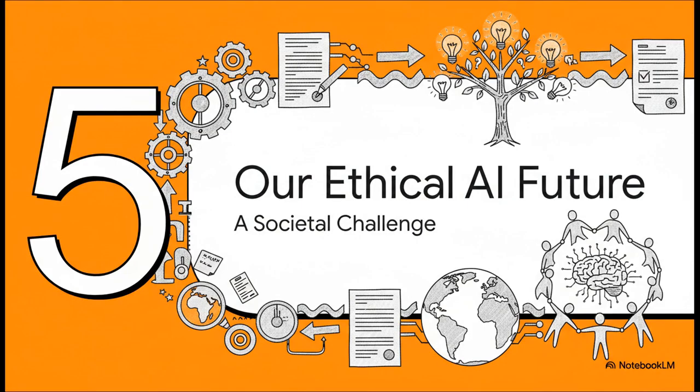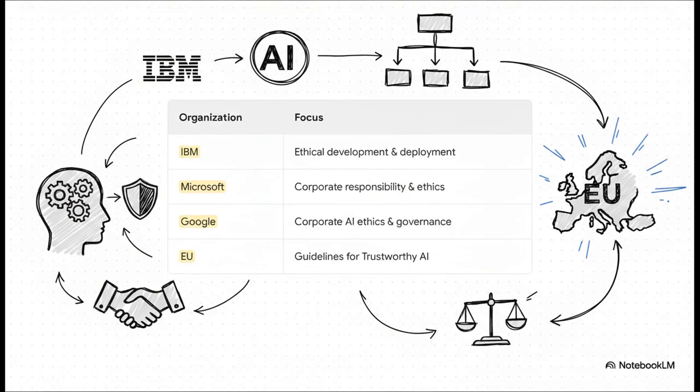But here's the thing. Building ethical AI? That's not just a job for the coders and the tech gurus. This is a challenge for all of us. It involves new policies, new rules, and all of us thinking hard about the kind of future we really want. And we are seeing the big players start to move on this. You've got tech giants like IBM, Microsoft, and Google, and even governments like the European Union, all starting to create their own rulebooks and policies for creating ethical AI.